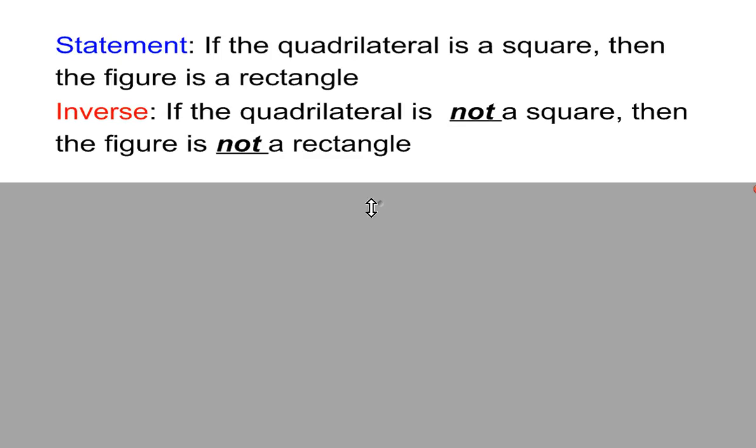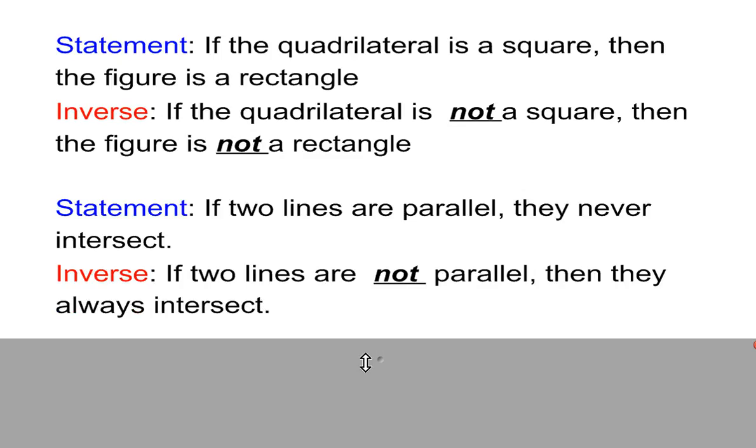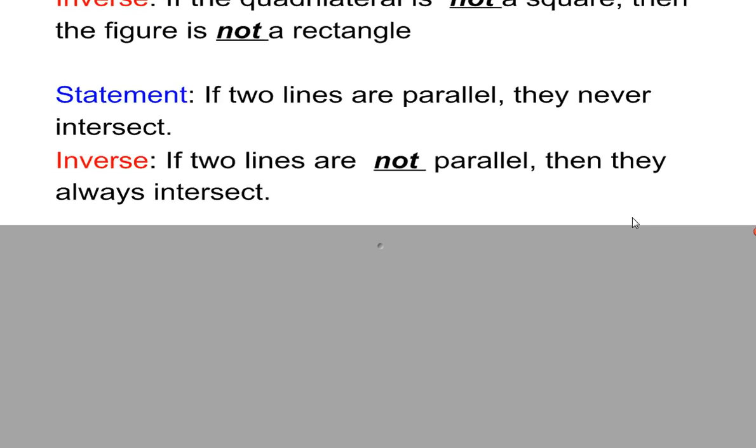Let's take a third example. If two lines are parallel, they never intersect. So I'm going to negate both the premise and the conclusion. If two lines are not parallel, then they always intersect. When you negate never, what you say is always. The opposite of never is always.